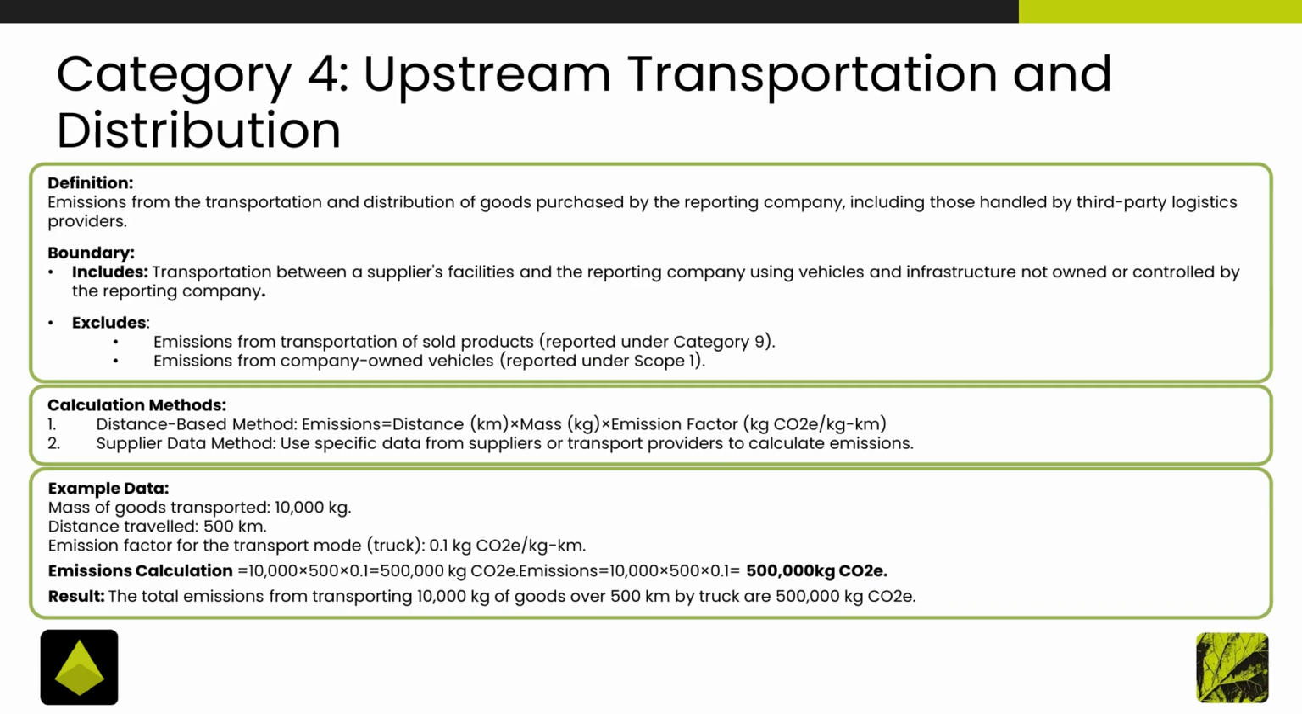Category 4, upstream transportation and distribution, focuses on emissions from transporting goods purchased by the company. This includes third-party logistics and company-controlled distribution. Calculating these emissions can be distance-based using distance, mass, and emission factors, or based on data directly from transport providers. For example, transporting 10,000 kilograms of goods over 500 kilometers results in emissions of 500,000 kilograms of CO2 equivalent. This highlights the importance of optimizing logistics to reduce emissions effectively.